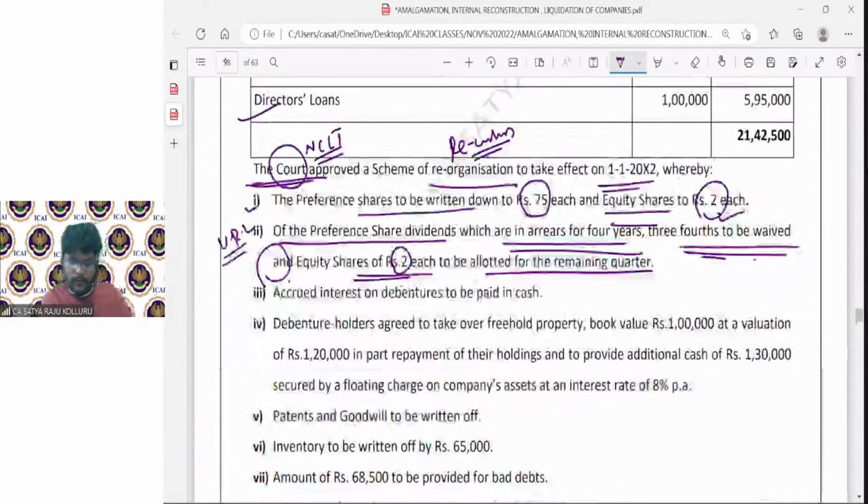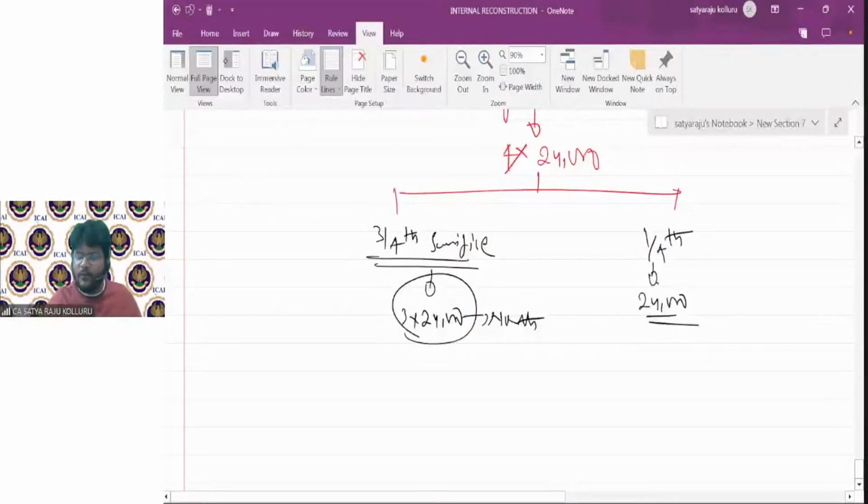Just a moment. Come down. 3/4 to be waived and remaining 1/4 equity shares of rupees 2 each to be allotted for the remaining quarter. Just now you converted your face value to 2 rupees. Whatever shares you issue further, you should issue at 2 rupees each only. Now for this 24,000 you should issue equity shares.